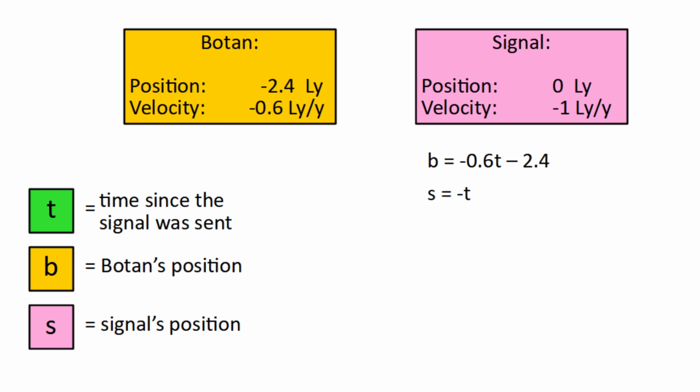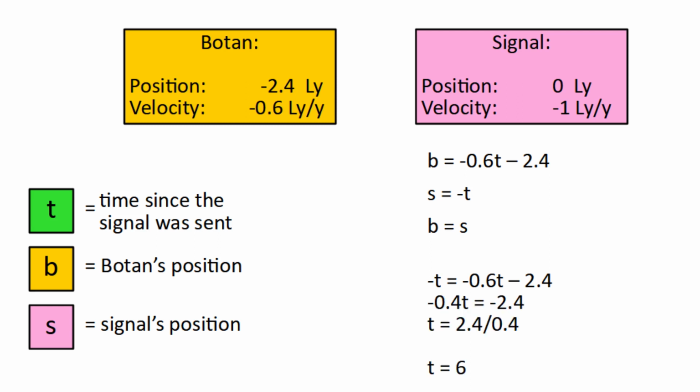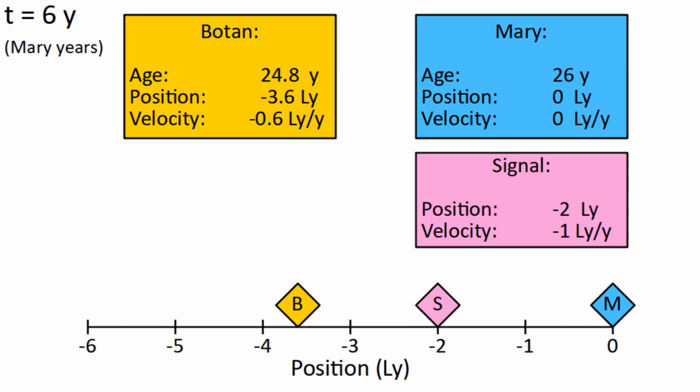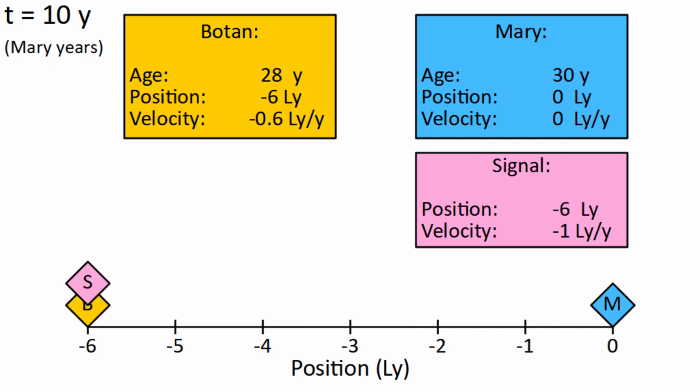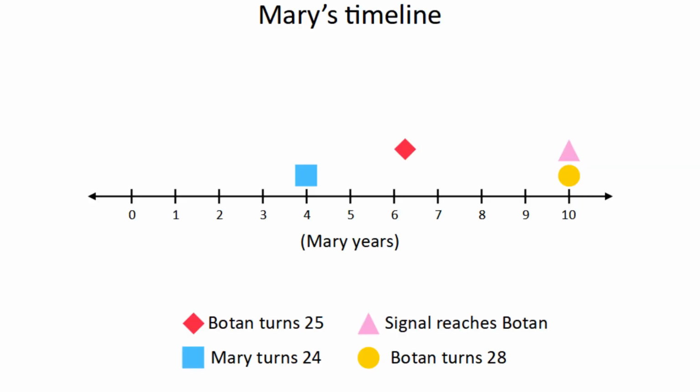We want to find when B equals S, which we do by substituting both the right sides in, giving us negative t equals negative 0.6t minus 2.4. Now we just have to solve for t, which is pretty easy, and we get t equals 6. The signal was sent in year 4, so 6 years later is year 10. Botan receives the signal at position negative 6, and although Mary is 30, Botan ages at 0.8 times the rate, making her 28. So sure enough, the events of Botan turning 28 and her receiving the signal are still simultaneous even after we switch reference frames.